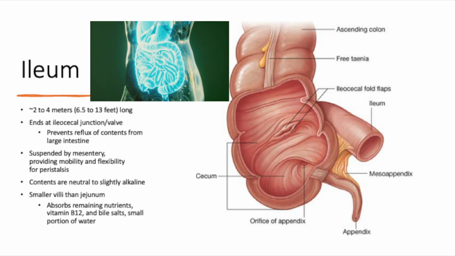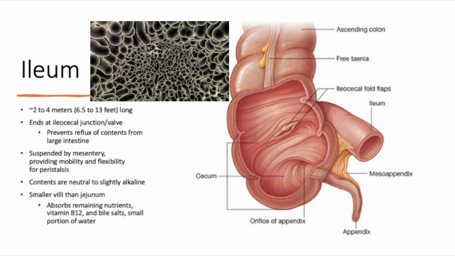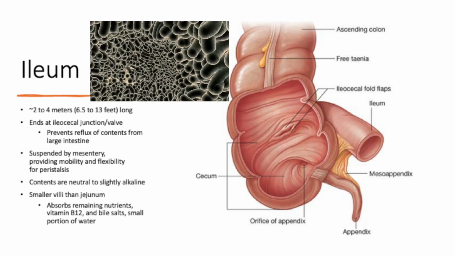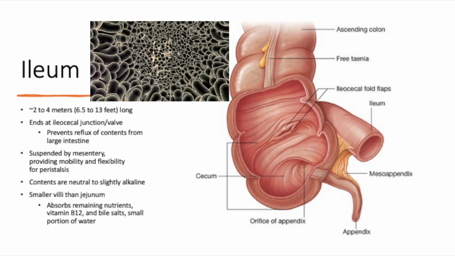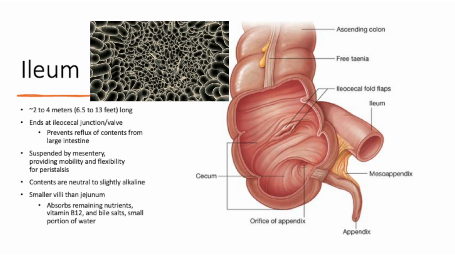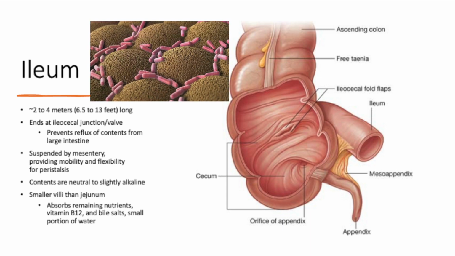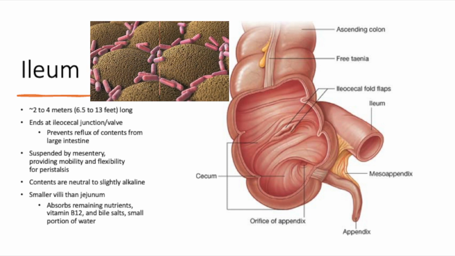The ileal contents remain neutral to slightly alkaline. The villi are smaller and thinner than jejunal villi and serve to absorb remaining nutrients such as vitamin B12 with intrinsic factor, bile salts, and a small percentage of water. The villi also produce defensins, mucin, and lysozyme, which fight against microorganisms.